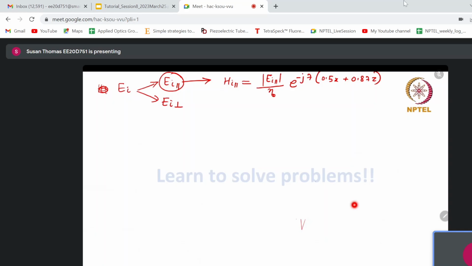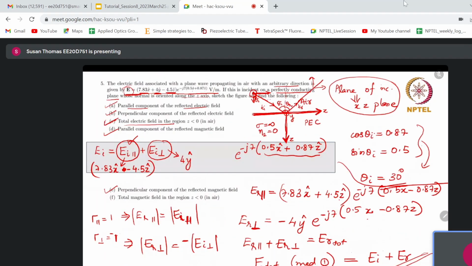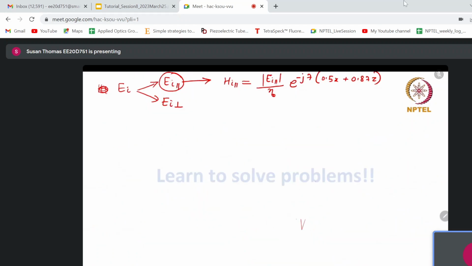So let's see what EI parallel is here. Your incident field vector EI parallel has two components, 7.83 and 4.5. So take the magnitude, the square root of 7.83 squared plus 4.5 squared. We'll get it as 9. So 9 by eta naught times e raised to minus j7 into 0.5x plus 0.87z. That is your HI parallel.